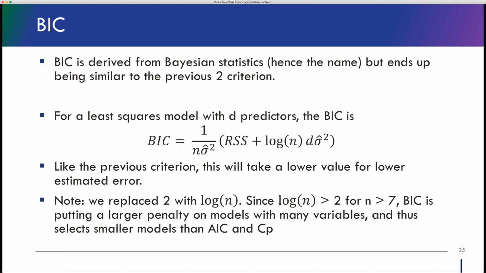Again, for this one we want the smaller BIC, the better. And we replace this 2 by this log n, because log n is greater than 2 when n is greater than 7. So BIC is putting a larger penalty on models with more than 7 variables. So when you have many variables, it definitely puts a larger penalty on the models. And so BIC will tend to select a smaller model compared to AIC and Cp.